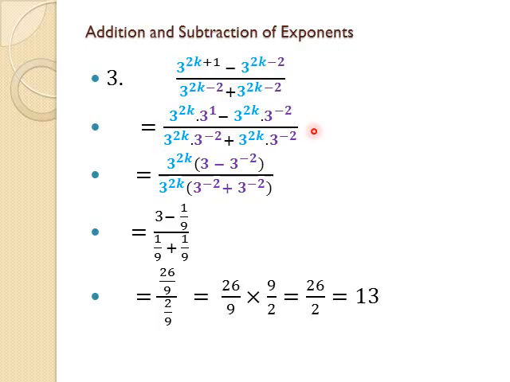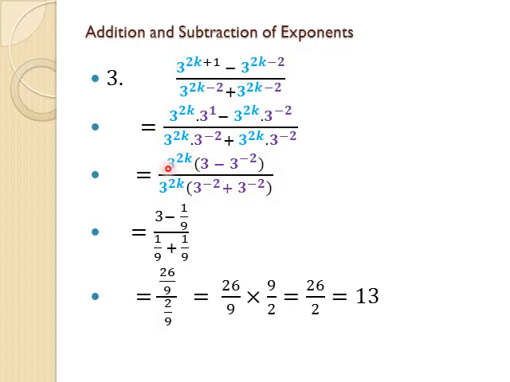So therefore split. So instead of 2k plus 1 becomes 3 to the power 2k times 3 to the power 1. There 3 to the power 2k times 3 to the power negative 2. Same thing at the bottom, 3 to the power 2k times 3 to the negative 1 and 3 to the power 2k times 3 to the negative 2. So there you should see in blue what's the common factor there, 3 to the 2k and 3 to the 2k. I take that out. Left with 3 to the power 1, which is simply 3, minus 3 to the negative 2. The bottom, I take out 3 to the 2k, 3 to the negative 1, plus 3 to the negative 2.